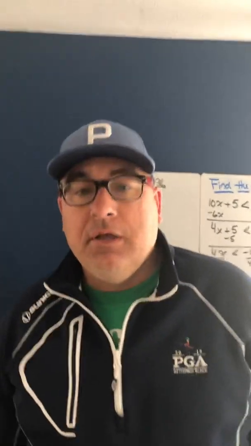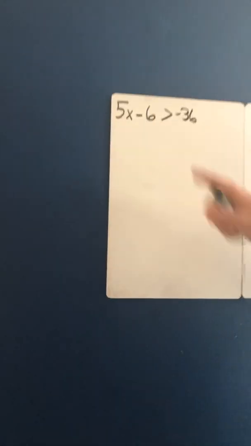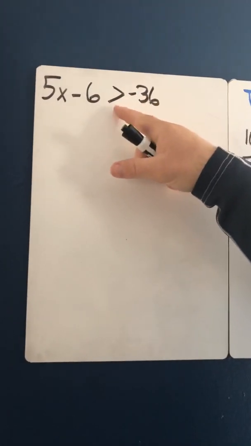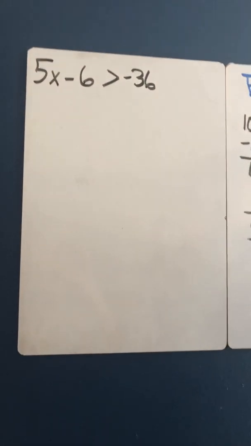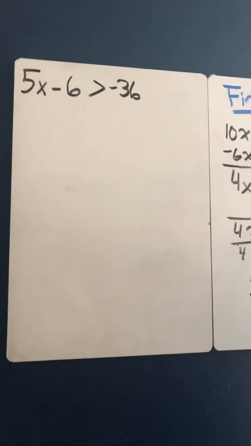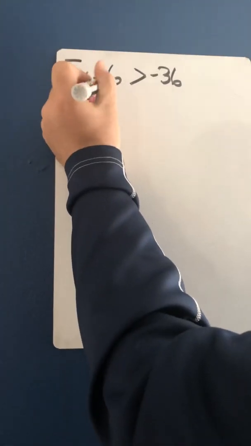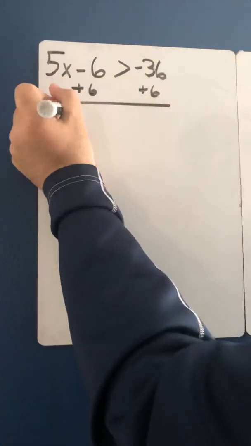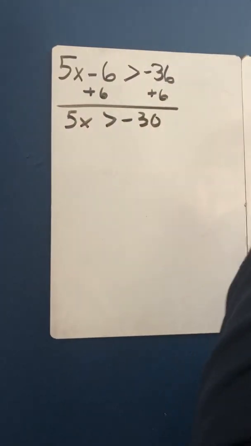I'm going to show you two examples, and I'm going to challenge you to find the error in one of my problems as well. Here's my first example. You can see that the equal sign has been replaced by an inequality symbol. We read it as 5x minus 6 is greater than negative 36. Same rules apply. I'm going to use my inverse operations to isolate my variable. So add 6 to both sides, and I end up with 5x is greater than negative 30.